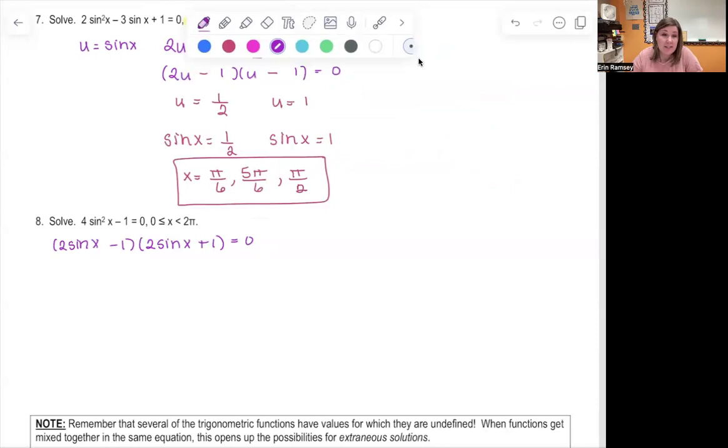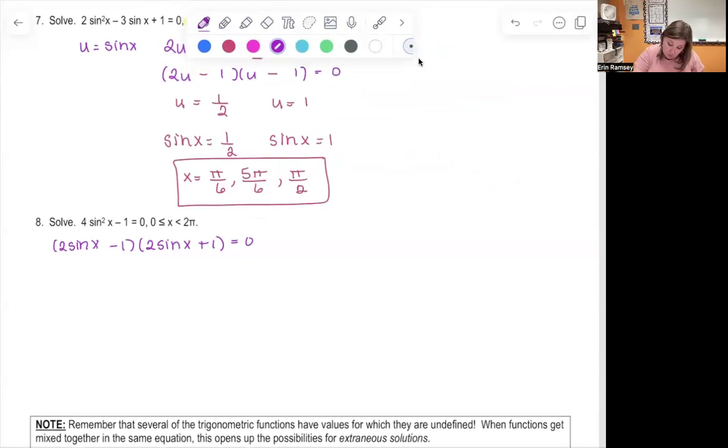Again, if you wanted to let sine equal u and do it as 4u squared minus 1 to start, that is fine. You could also solve this one using square roots, but I want to make sure that you're really careful if you do that. If I'm going to use square roots, I would add 1 to both sides. So I get 4 sine squared of x equals 1. Then I would divide by 4. So I get sine squared of x equals 1/4.